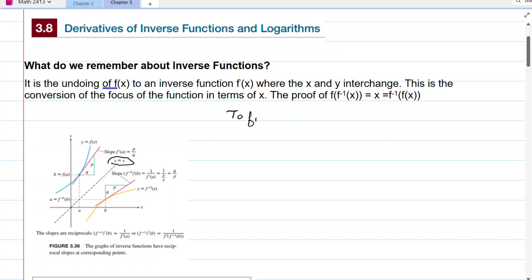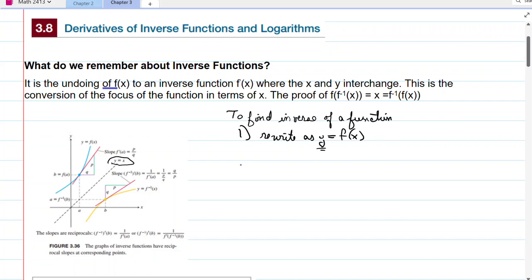to find an inverse of a function, first, rewrite f of x as y equals. That's the first step, make it y equals.